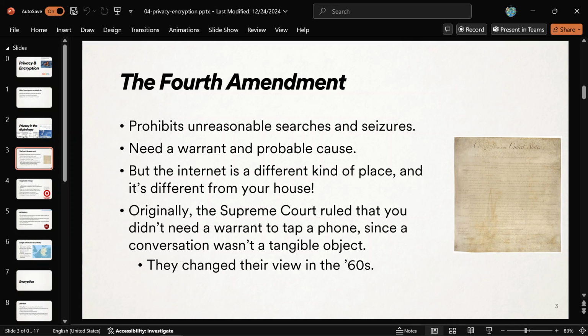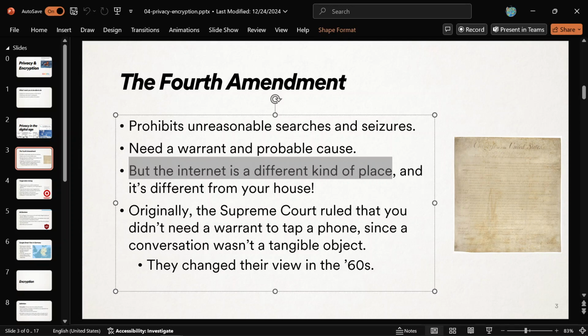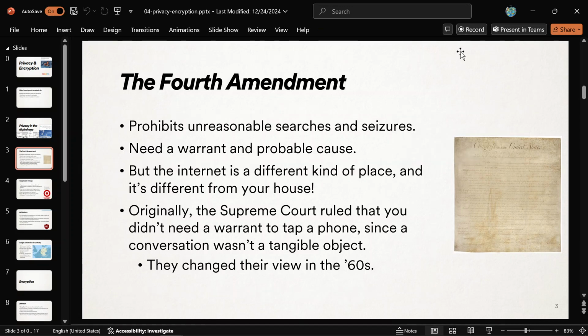But the internet is not your house, is it? The internet's a different kind of place. There is no concept of you being somewhere. Your information is flowing out of your house, kind of through Comcast's pipes or something. It's a completely different place. Do we have privacy there? Is the new question.